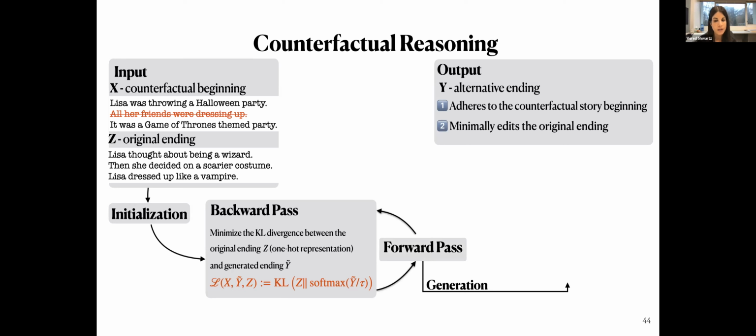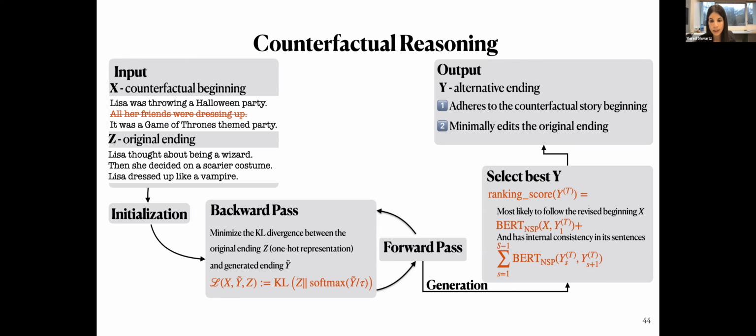The forward pass and the generation are the same as I showed for the abductive reasoning task. And then the ranking to select the best Y is also similar, except that now the Y that we generate consists of 3 sentences. So we also want to make sure that there's internal consistency between the sentences of Y.